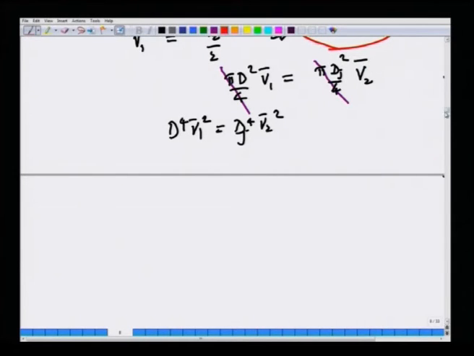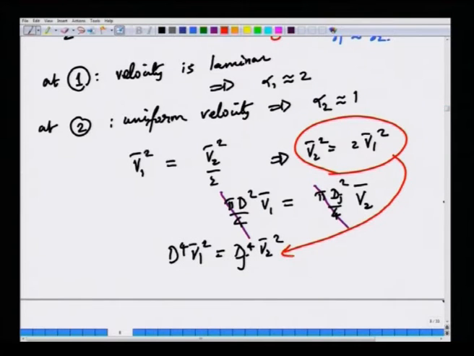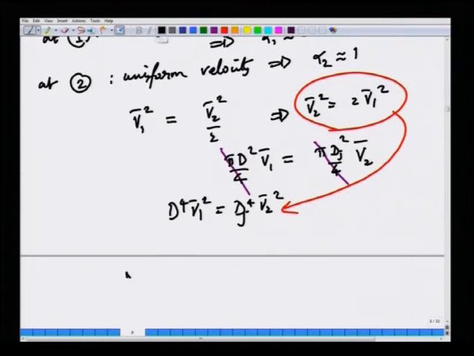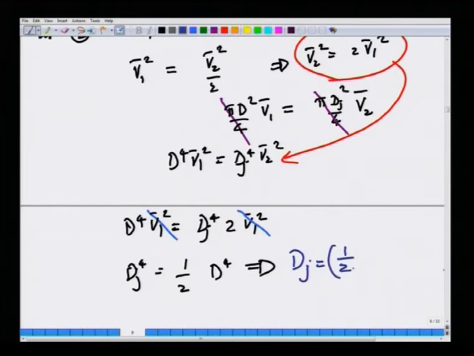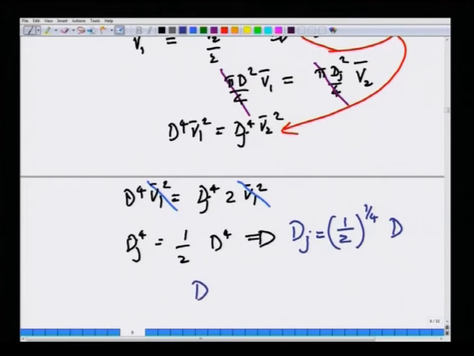I am going to substitute the fact that V2 squared is 2 V1 squared out here to give dj to the 4 times V1 squared is dj to the 4 times 2 V1 squared. So, V1 squared will cancel out on both sides to give dj to the 4 is 1 by 2 d to the 4, or dj is 1 by 2 to the power 1 by 4th d, which gives dj is equal to 0.84 d.